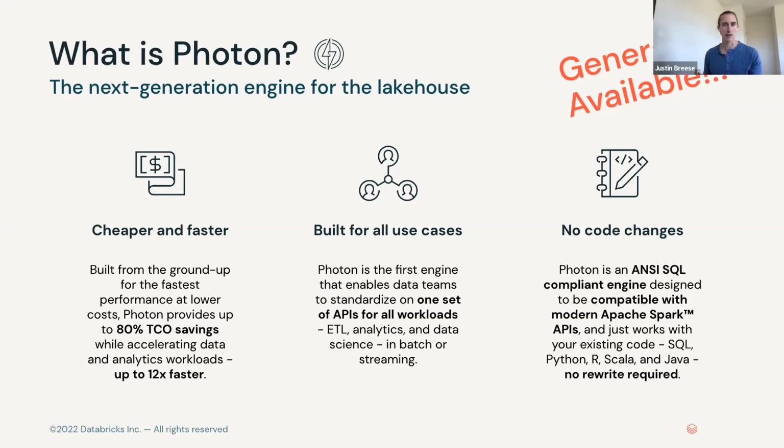Built for all the use cases, as I was talking about before, it allows you to standardize on that one set of APIs to do all of the things that you want to do. And the best part is no code changes. I'm working on a blog right now with a major manufacturer, and they loved it. They just clicked the button, use Photon, and they were able to get the up to 80% TCO savings and then an enormous speed up. It's an ANSI SQL compliant engine, and it's designed to be compatible with the modern Apache Spark APIs, and it just works with your code. Again, there's nothing you need to do to take advantage of it besides launch a cluster that's Photon enabled.